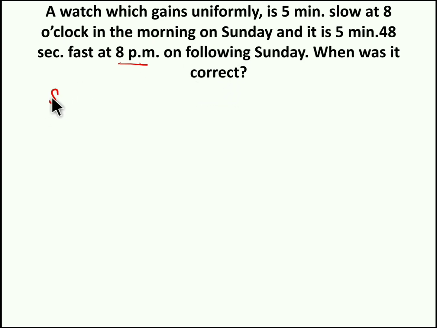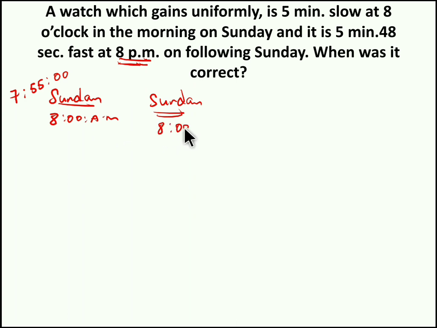On the first Sunday, at 8 a.m., it was 5 minutes slow, so it displays 7 o'clock and 55 minutes. On the next Sunday, it is not 8 a.m., it's 8 p.m. At 8 p.m. it was 5 minutes and 48 seconds fast, so it will show 8 o'clock, 5 minutes and 48 seconds. So definitely in between the first Sunday and the second Sunday, the clock would have shown the correct time. You have to find exactly at what time it showed the correct time.